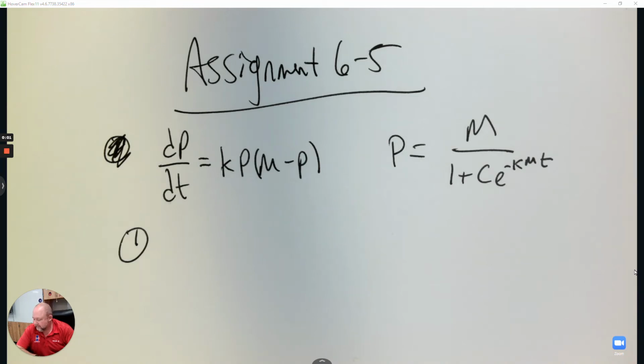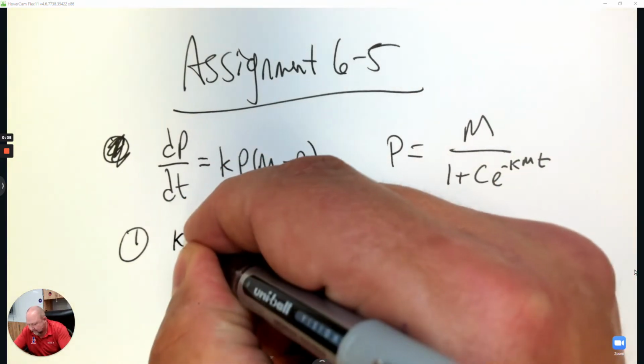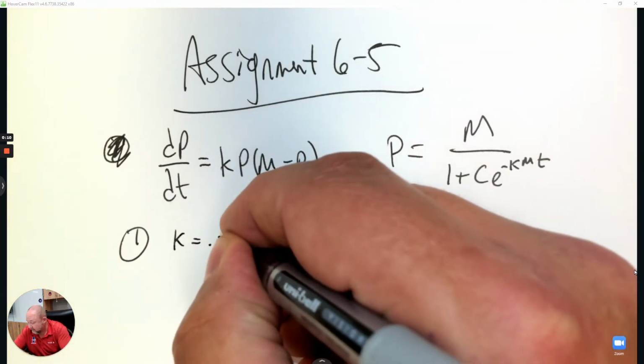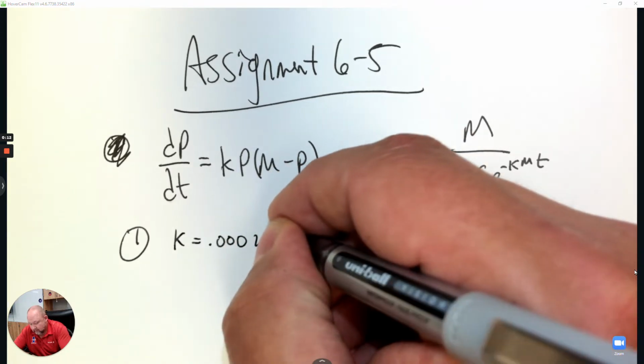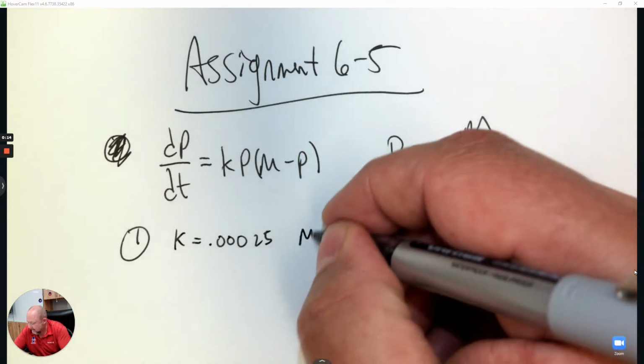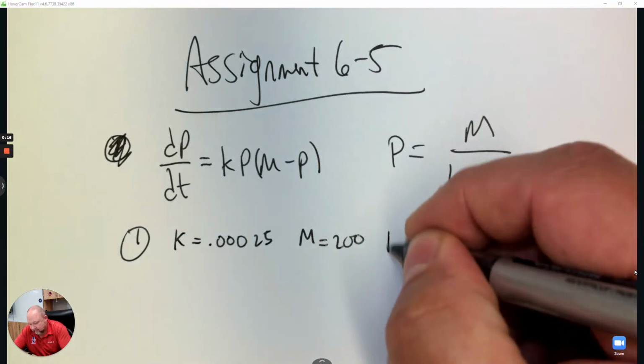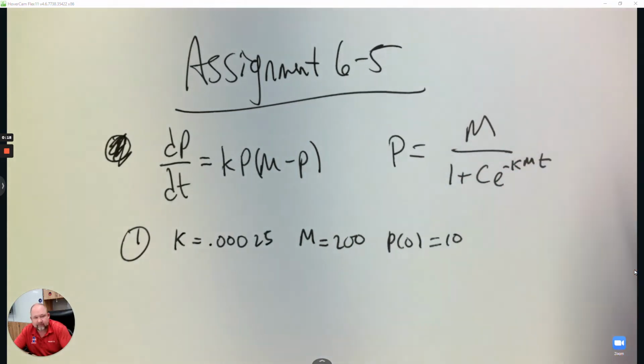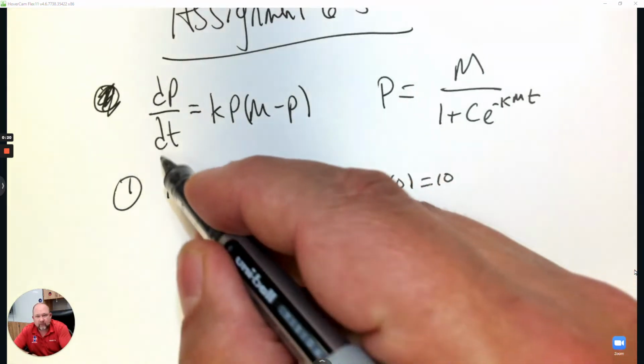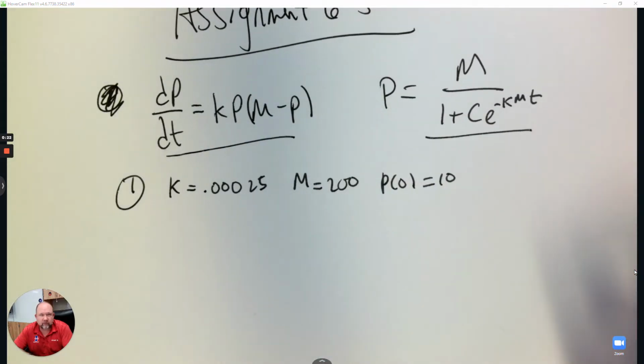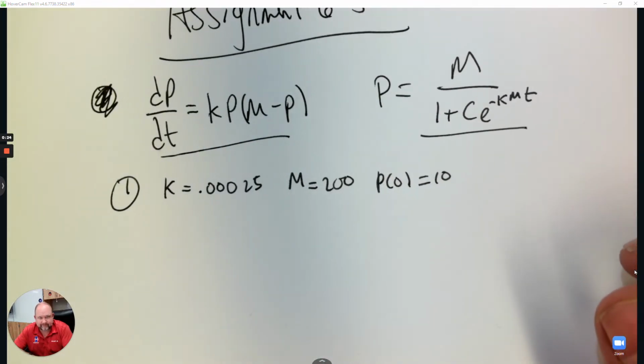Assignment 6.5 on logistic equations. Here we go. In number 1, it tells you there's a k value. First of all, they tell you it's logistic. There's an M value of 200, and that P at 0 is equal to 10. This is what we have to know. So we practice till we know it.